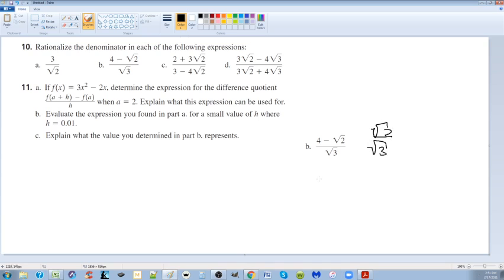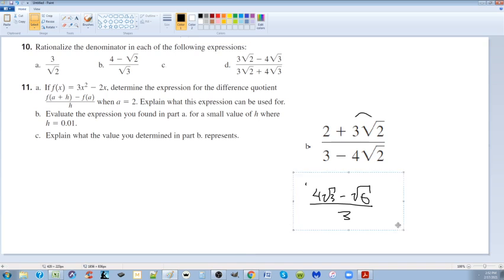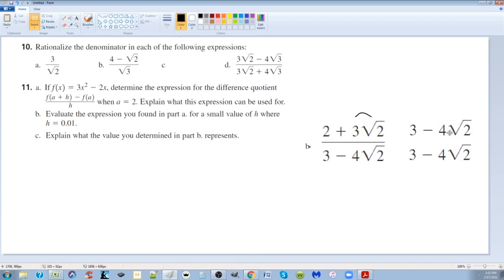Okay, when I multiply the bottom, it's just going to become 3. And at the top, I'm going to get 4 square root of 3 minus square root of 6. That's what happens when I expand that into both of them. You can multiply numbers inside roots. Okay, what about this one? Well, this one is when you use a conjugate. That's why we're doing conjugates. So what's the conjugate of that? It's the same thing, but with a plus sign inside.